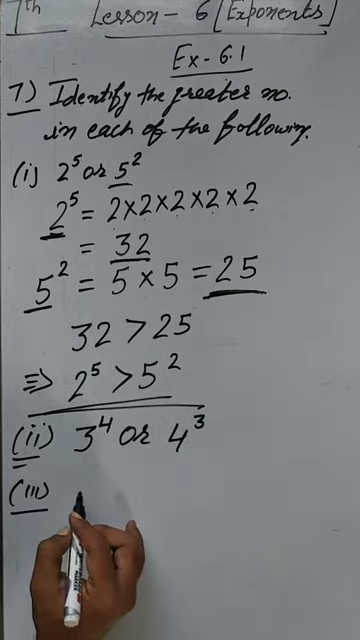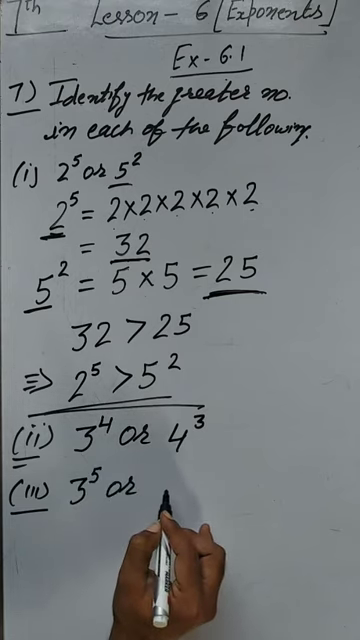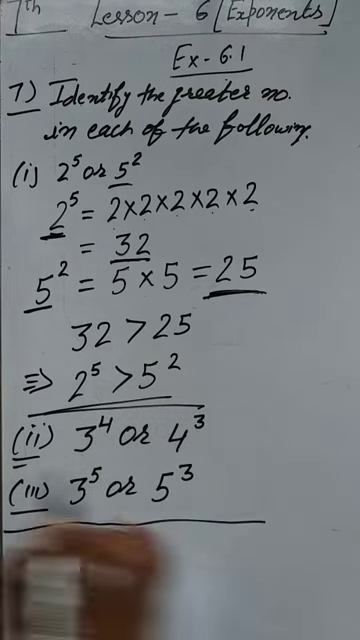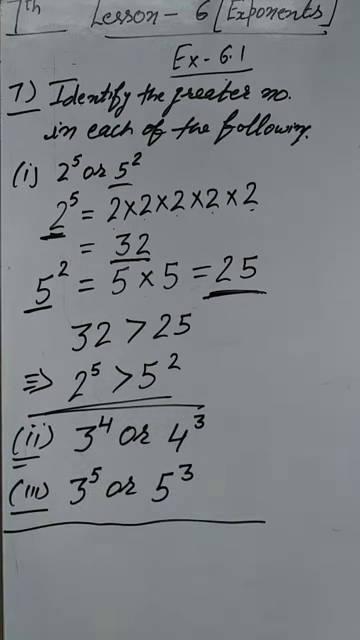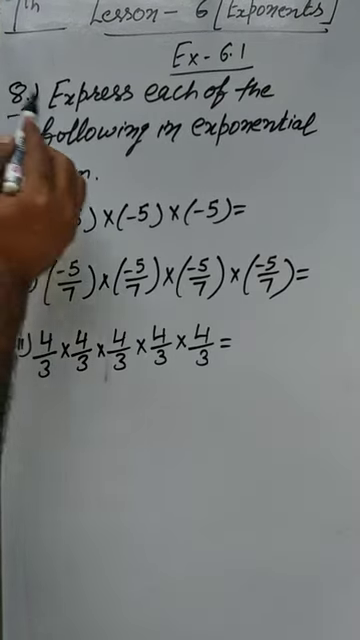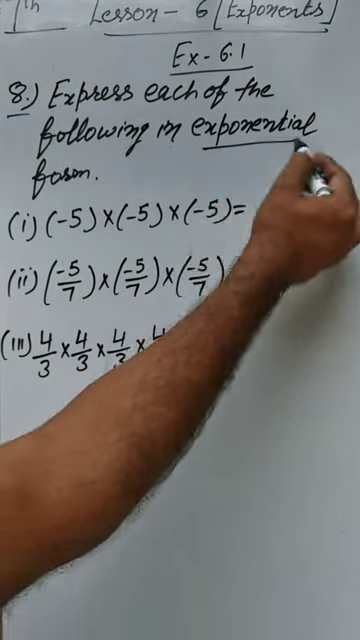And third part is beta 3 raised to power 5 or 5 raised to power 3. Okay beta. I'm sure you can easily solve second and third part. Yes beta, question 8th. Express each of the following in exponential form.